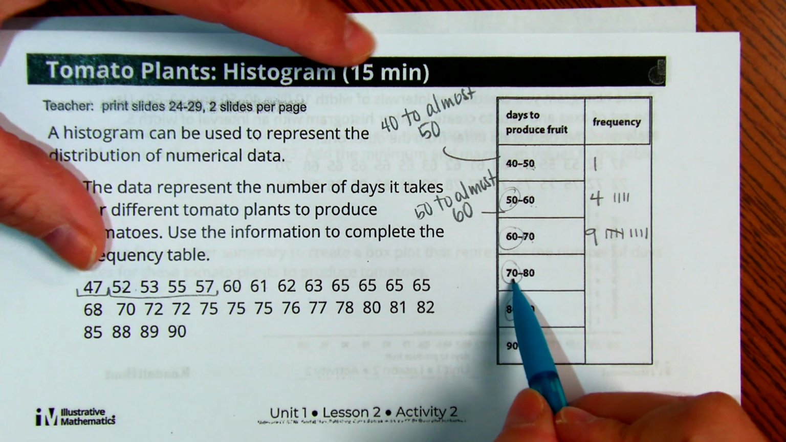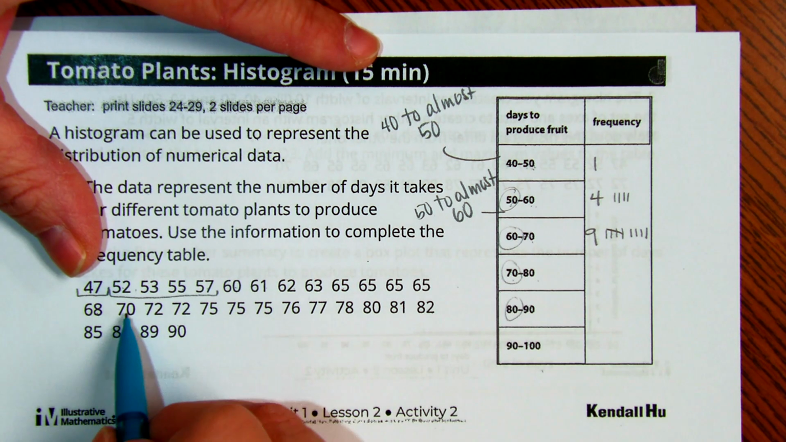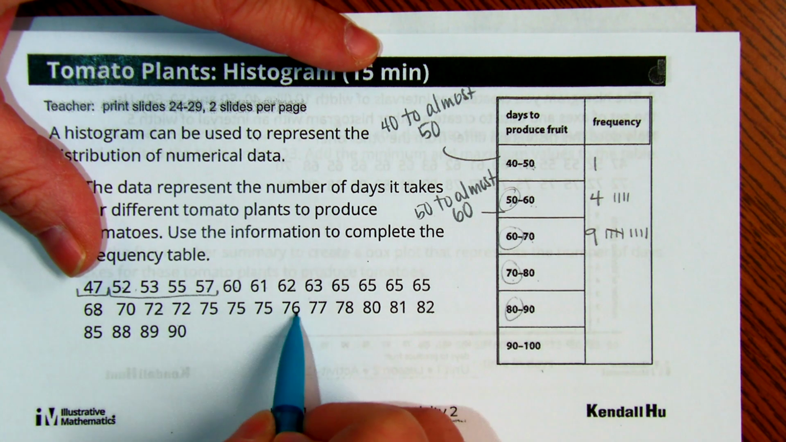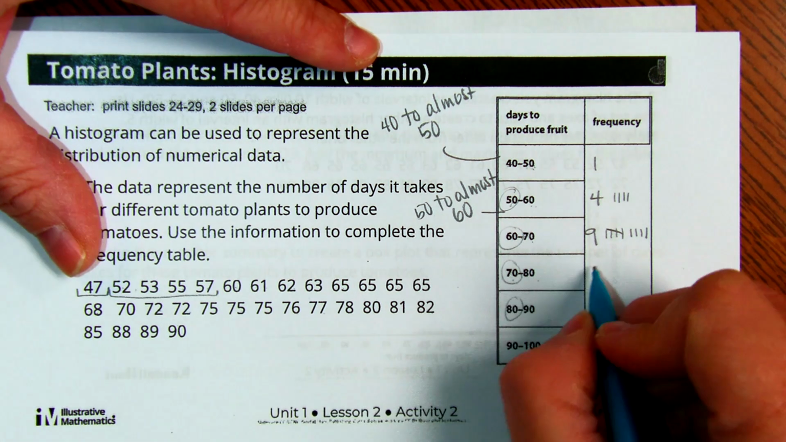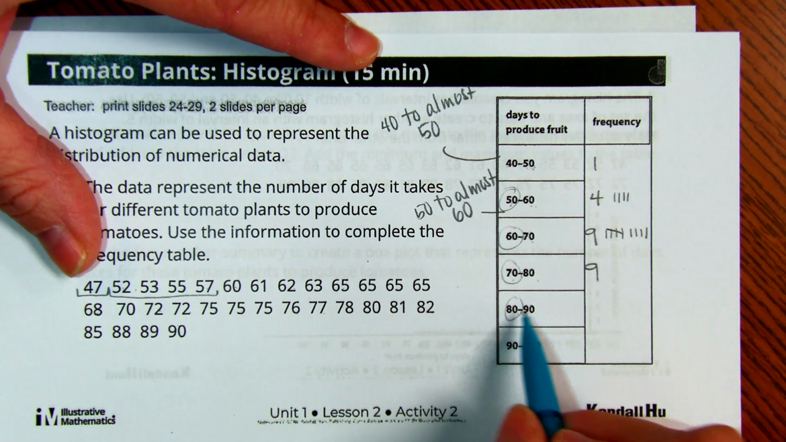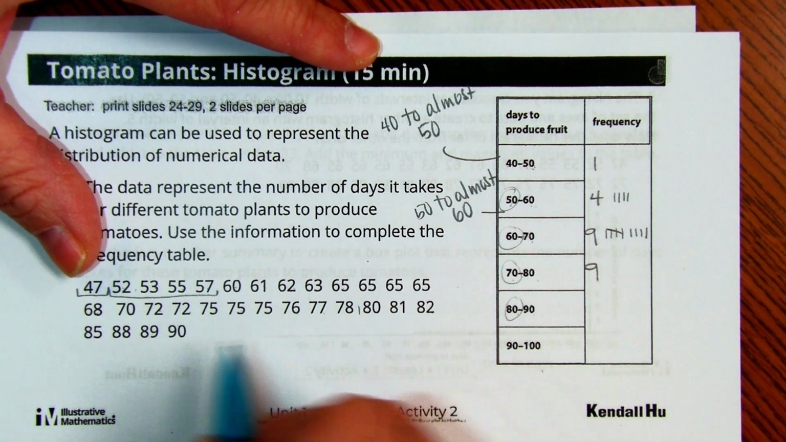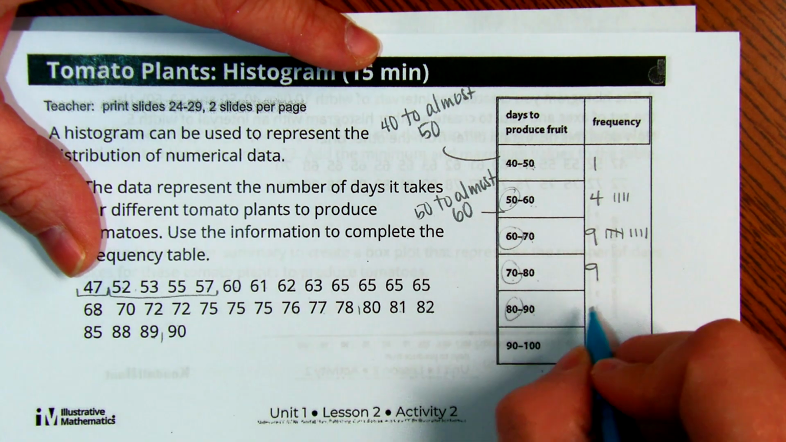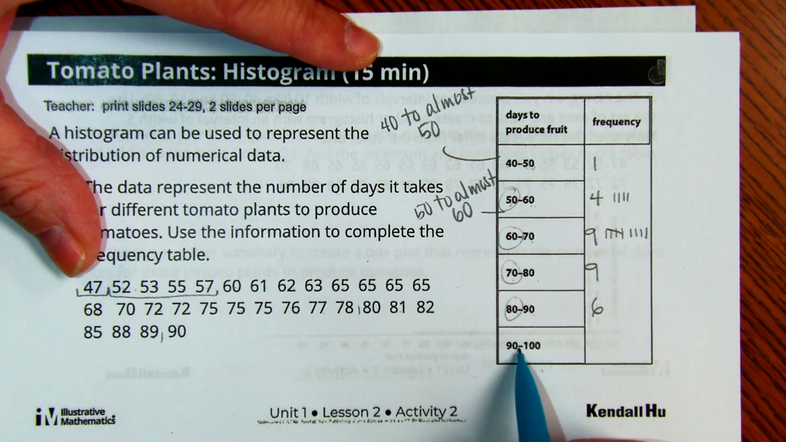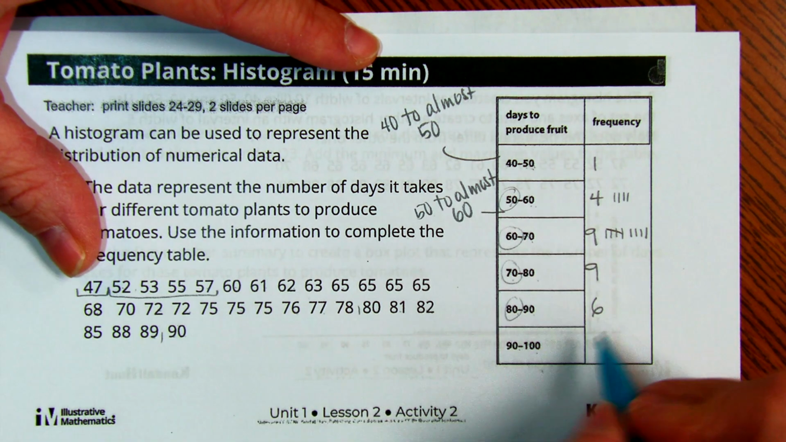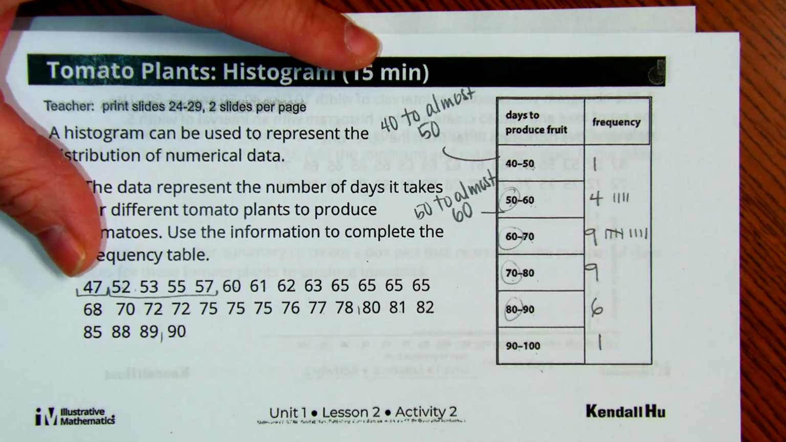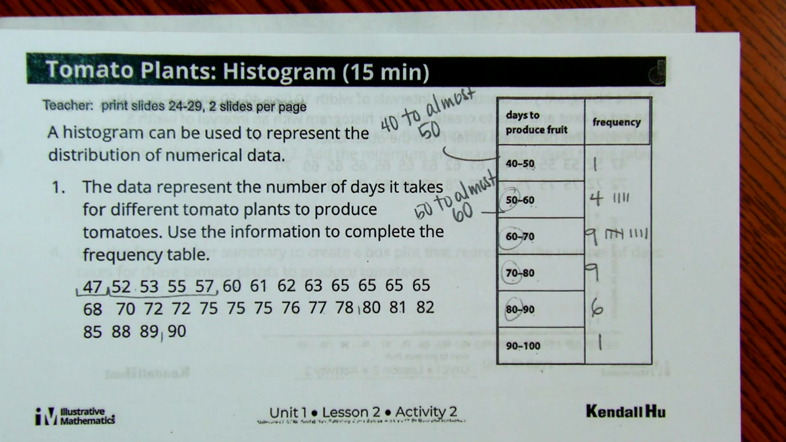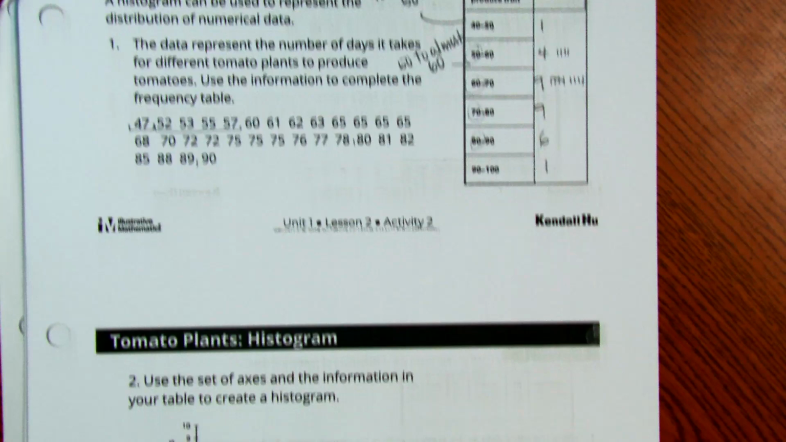This is 70 to almost 80. So 1, 2, 3, 4, 5, 6, 7, 8, 9 again. And then 80 to almost 90, so 1, 2, 3, 4, 5, 6. And then 90 to almost 100, I just have 1. So that's how you count and fill out the frequency table. We're going to use that data to create a histogram.